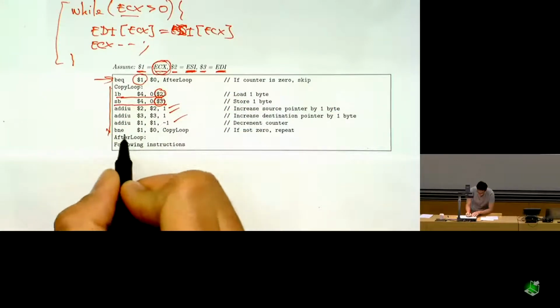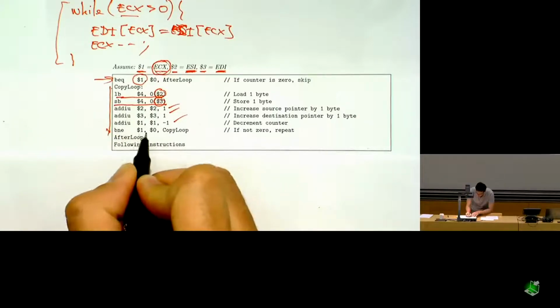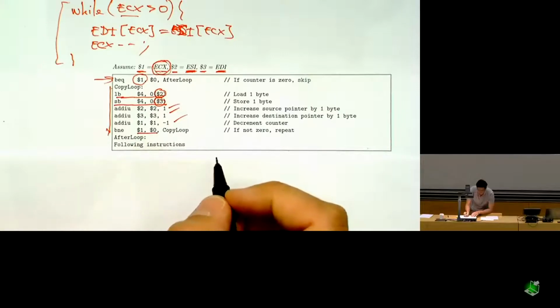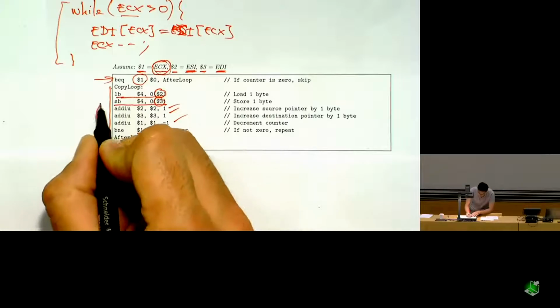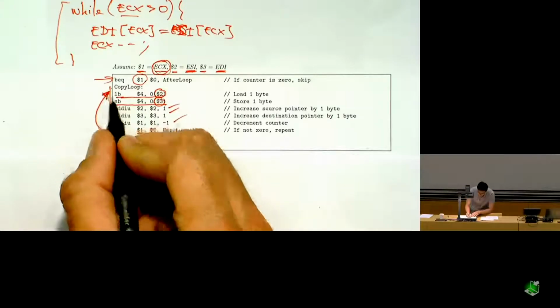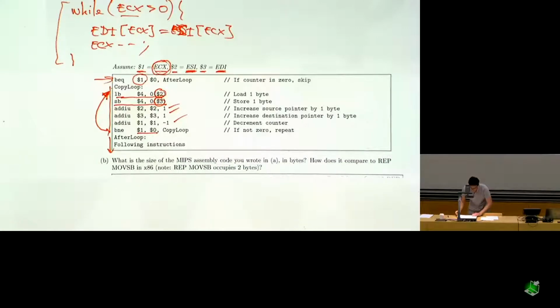And after that, we check what's the value of register 1, if it's still greater than 0. If it's greater than 0, we branch to the beginning of the loop body. If it's not, then we go to the rest of the code, to the following instructions. So it's very similar to what we did before, and I think it's quite easy to understand. I don't know if you have any questions. So let's continue and go to part B.